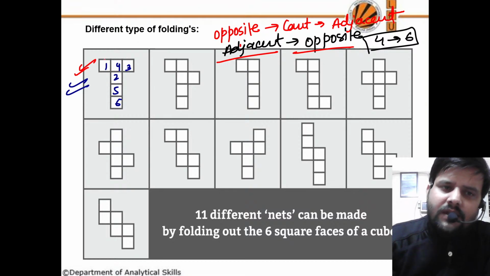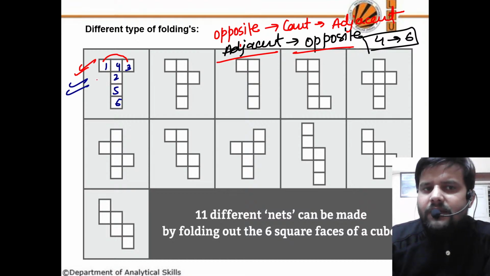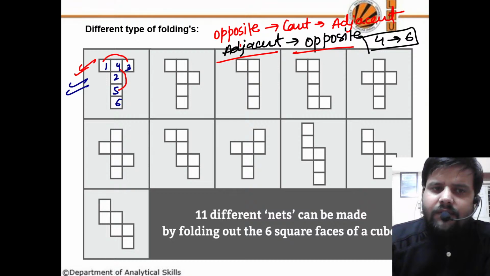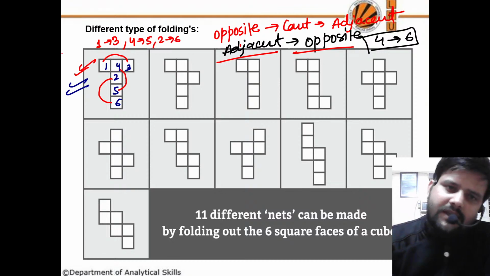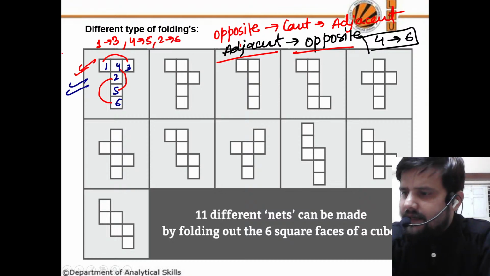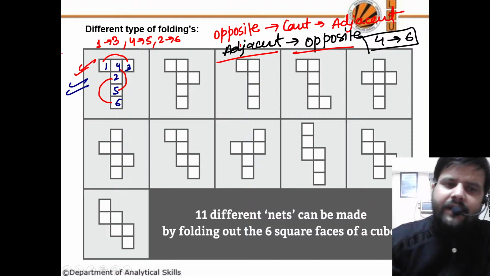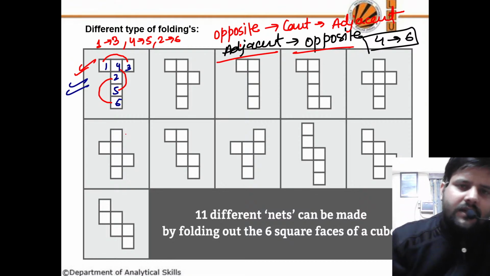So what happens? Alternate to this 1 will be 3. So alternate to 1 will be 3. And alternate to this 4 will be which number? 5. And alternate to 2 will be which number? That is 6. It means in this dice, 1 will be opposite to 3. And 4 will be opposite to 5 and 2 will be opposite to 6. That's how we solve the questions of dice, of open dice. Getting your point? Now let's take another example.